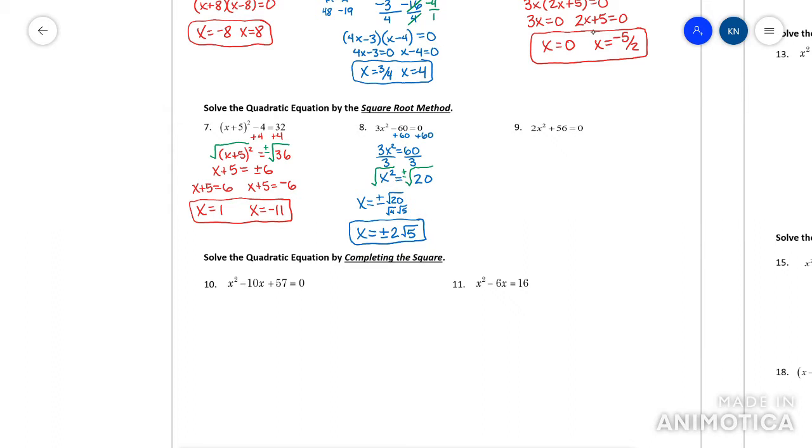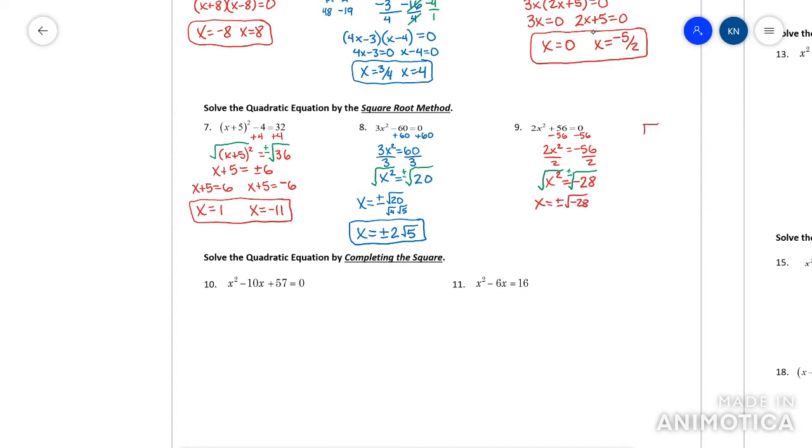This next one, kind of same thing. Minus 56 is your first move. You're trying to get x squared by itself. So now you have 2x squared equals negative 56. Divide by 2. Now you got x squared equals negative 28. This is when you root both sides, and don't forget plus minus. So now you have x equals plus minus the root of negative 28.